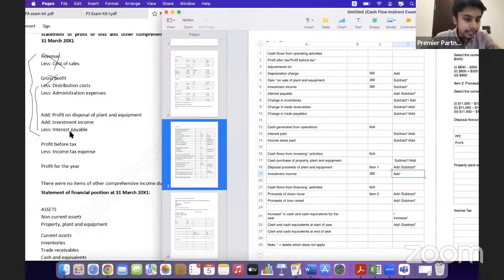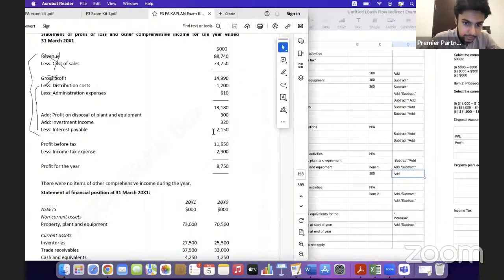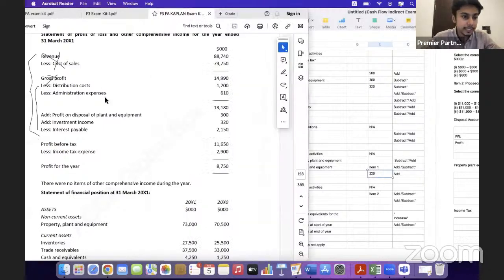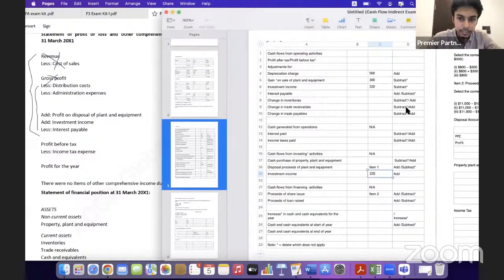Got it? Right, next one, guys, interest. See, under adjustments, we have interest. So first you write it here. How much is the interest? 2001. Okay. Guys, I think I have made a small mistake. Investment income is 320. So I'll amend my mistake here, 320. Here also, guys, 320. Okay, guys, next one, interest 2150. Here, can you see interest 2150? Now think, add or subtract. Interest is expense. Expense means add.